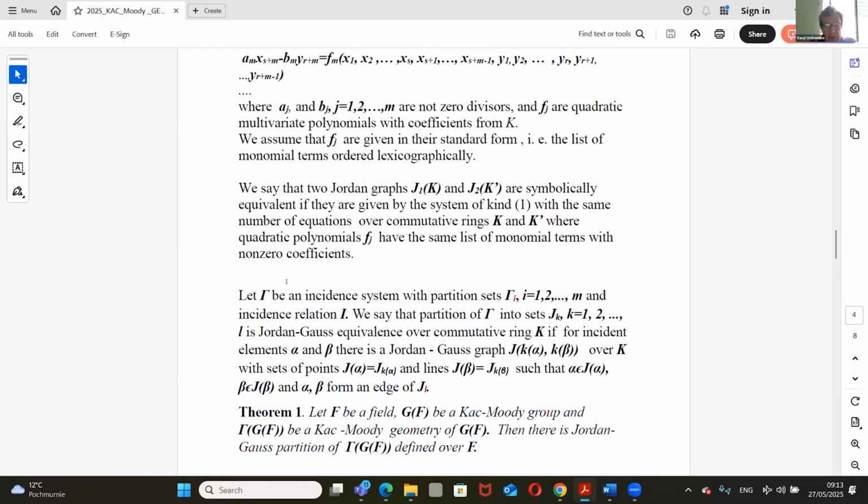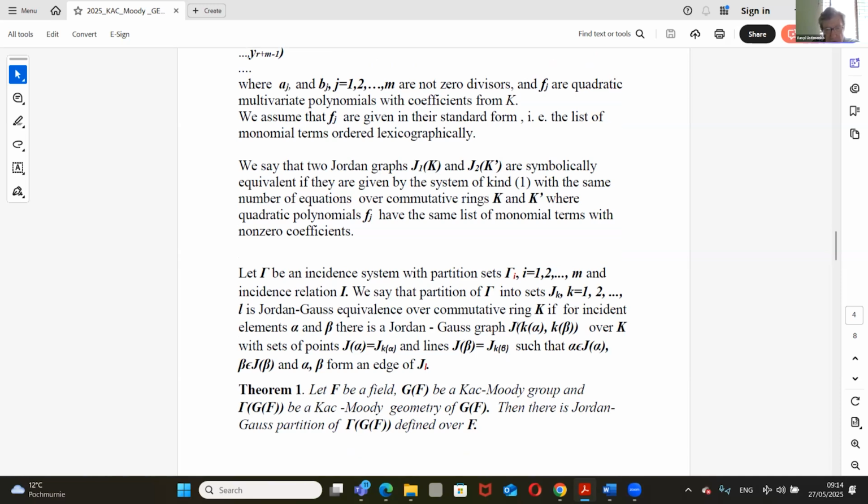Now, let gamma be an incident system with the partition sets gamma I, I equal 1 to m, and incident relation I. We say that a partition of gamma into sets gk, k equal 1 to n, is a Jordan-Gauss equivalence over commutative ring K if for incident elements alpha and beta from this incident system, there is a Jordan-Gauss graph gk alpha, gk beta over K with the set of points gk alpha, one of this set, and gk beta, another set, such that the induced graph of gamma restricted on gk alpha and gk beta is a Jordan-Gauss graph.